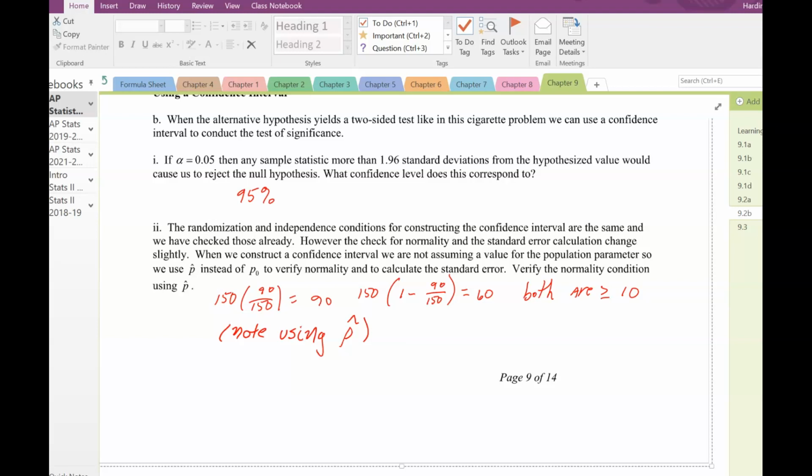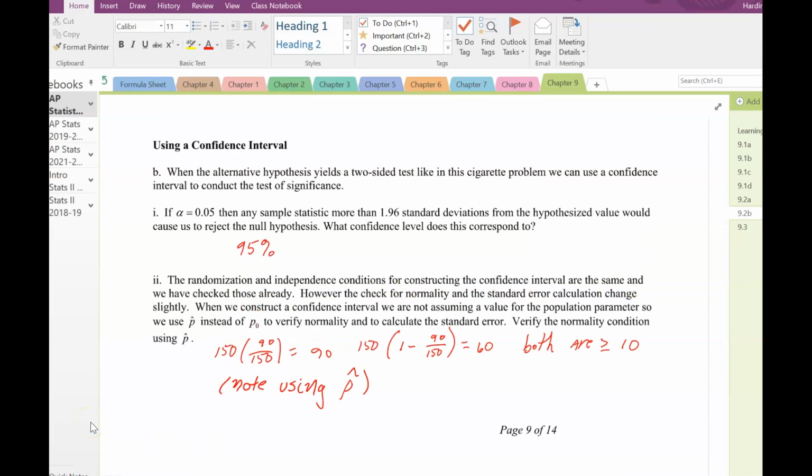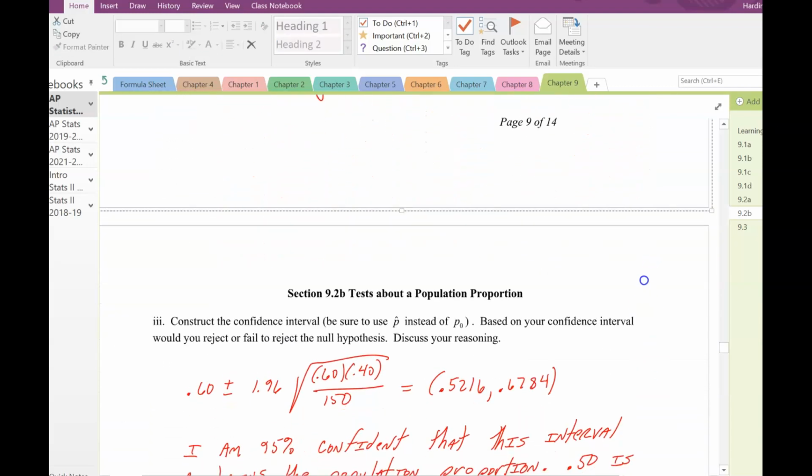So to verify the normality condition, you're going to look at expected successes and failures based on the proportion that he found for his high school. And you can see it there on the screen. Both are at least 10. So that makes all of the conditions met. So in addition to checking the large counts condition using p hat as opposed to the 50%, we also have to make sure that we're using p hat when we determine the standard error for the sampling distribution. So we're going to go ahead and create this confidence interval.